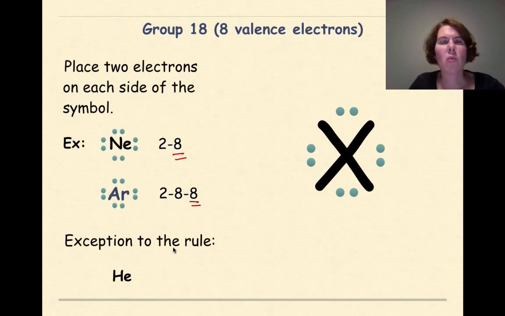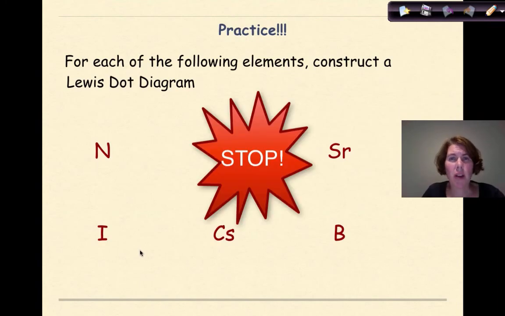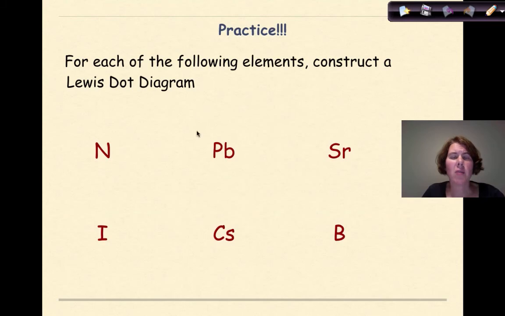The only element in group 18 that does not follow this rule is helium. Helium has an electron configuration of 2. Therefore, you can only have 2 electrons max in that first shell. So helium only has 2 electrons and not 8. Now I'd like you to stop and do a little bit of practice. So for each of the following elements, construct a Lewis dot diagram. Let's see what you can do.